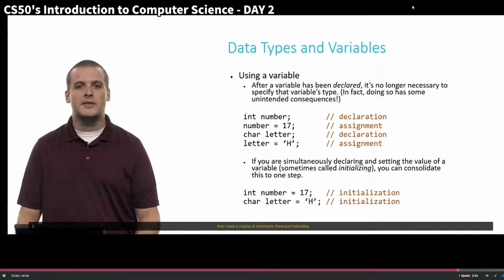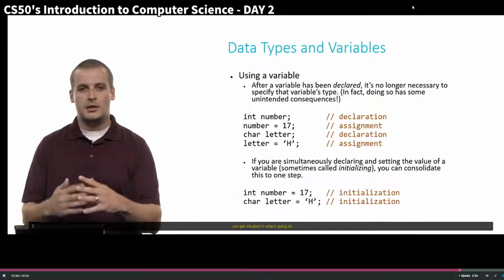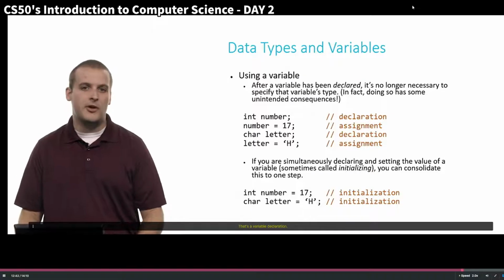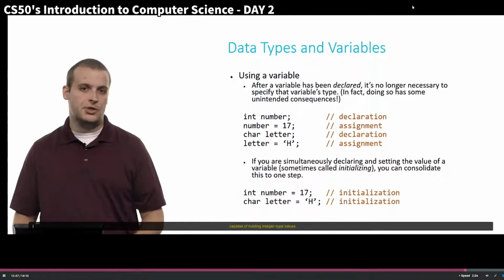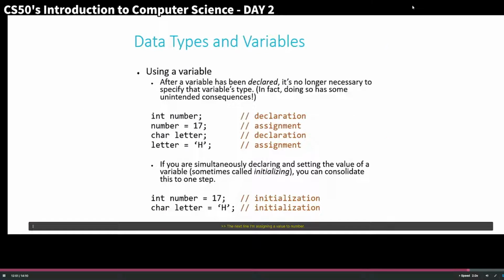So here I have four lines of code, and I have a couple of comments there just indicating what's happening on each line just to help you get situated in what's going on. So int number; we saw that previously. That's a variable declaration. Now I've created a variable called number that's capable of holding integer type values. So I declared it. The next line, I'm assigning a value to number. number = 17. What's happening there? I'm putting the number 17 inside of that variable.